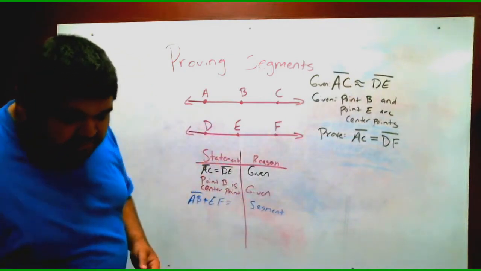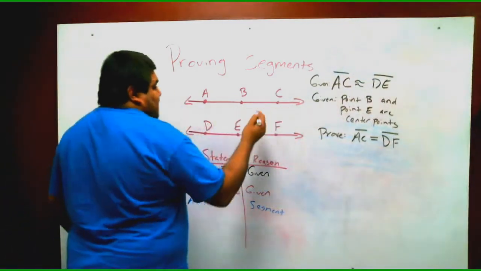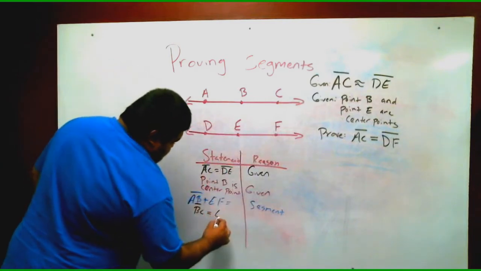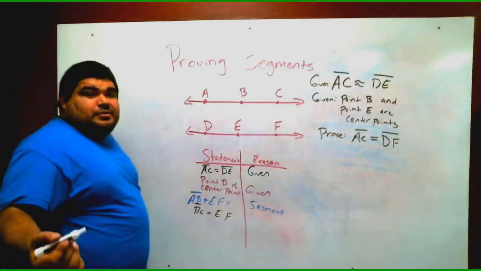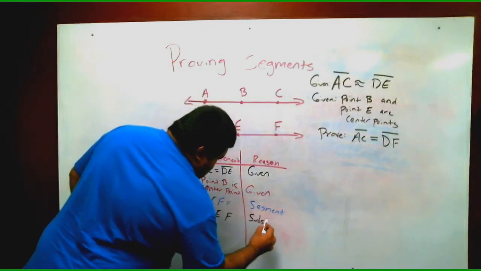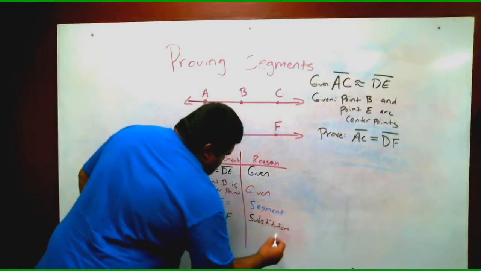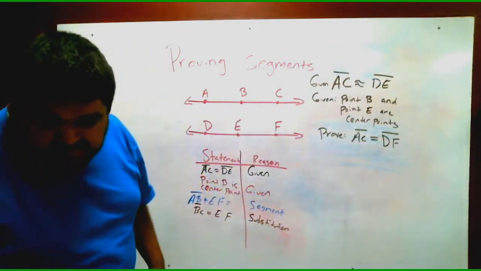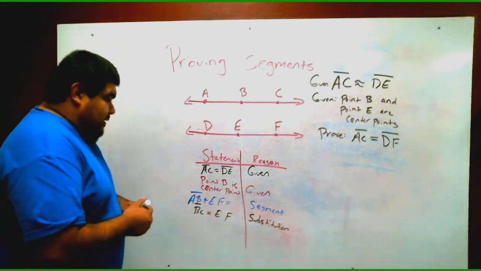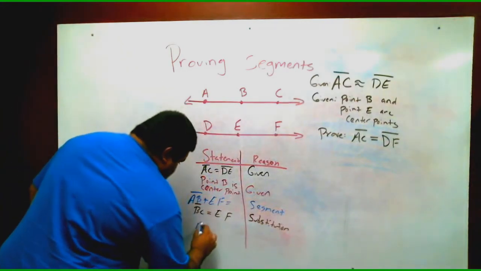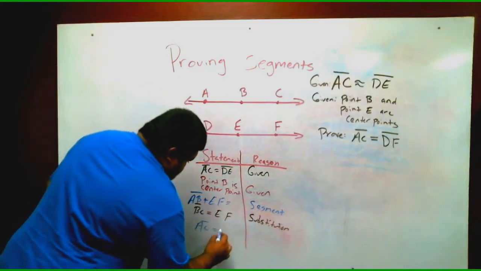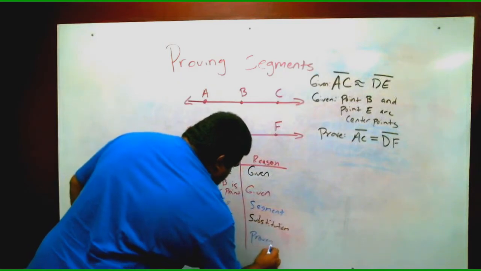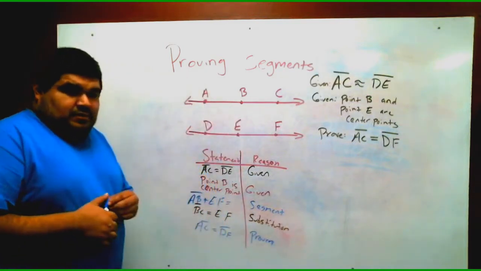We can also say that BC is congruent to EF by substitution. Because they're the same, we can substitute either one for the part of the segment. So therefore, we can prove that AC is the same as segment DF. Prove it. And that's it.